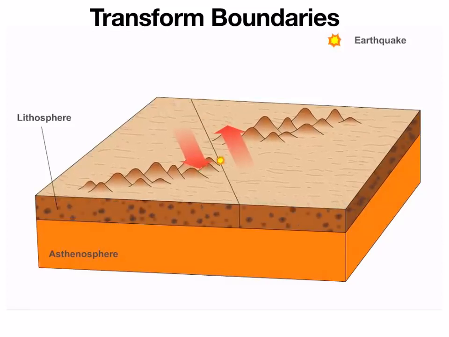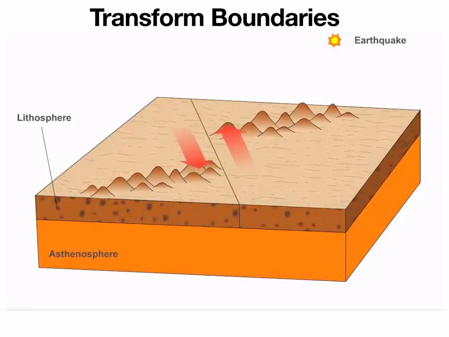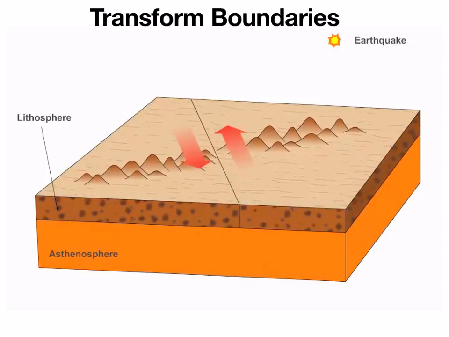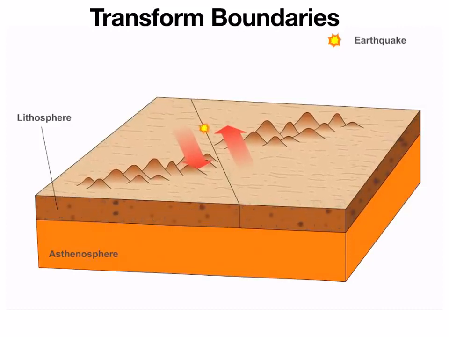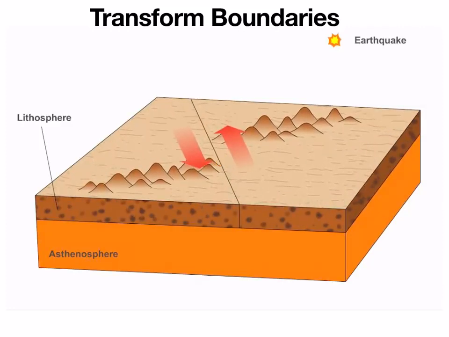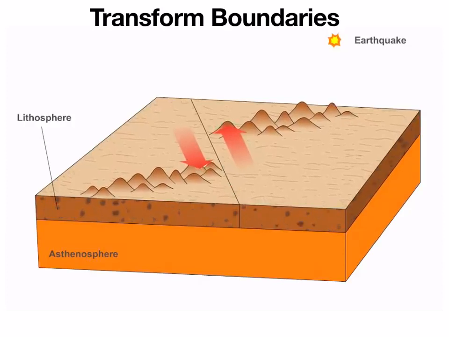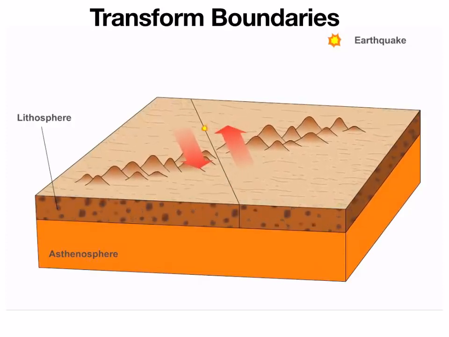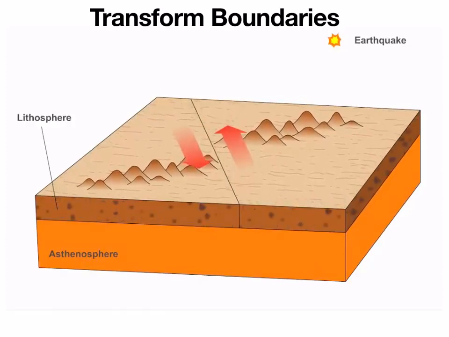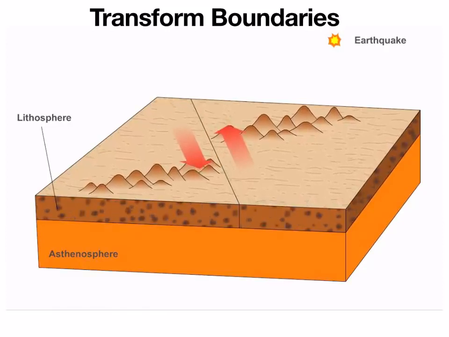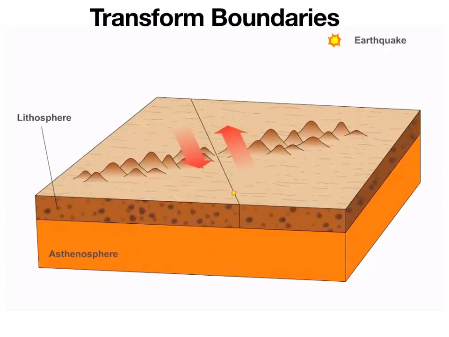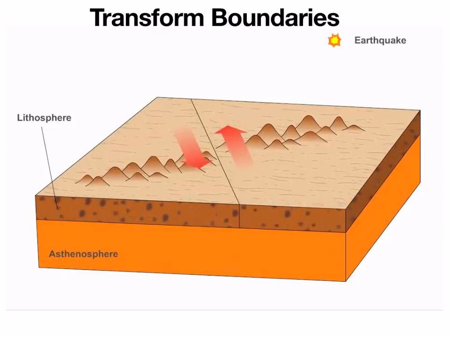And so right along that boundary in the middle, you get a lot of pressure built up, a lot of grinding of the plates, which is often released in the form of earthquakes. Transform boundaries very commonly have earthquakes. However, they don't tend to have volcanoes, they don't tend to have major mountain ranges, and certainly not trenches. The only real feature we see at transform boundaries are earthquakes.